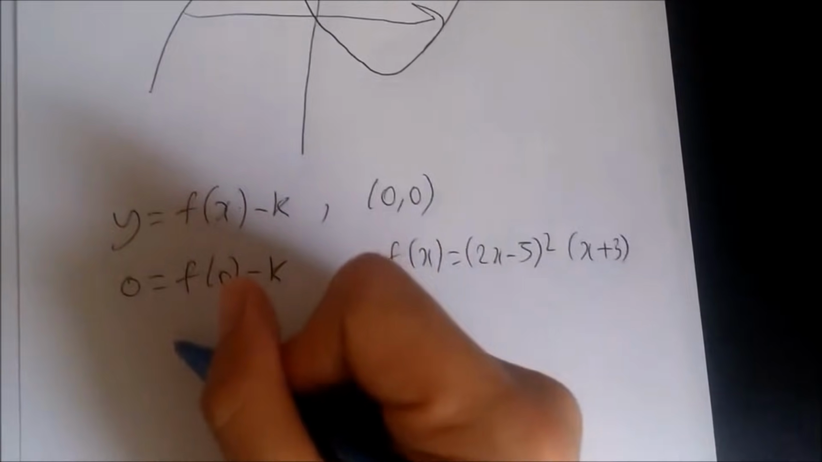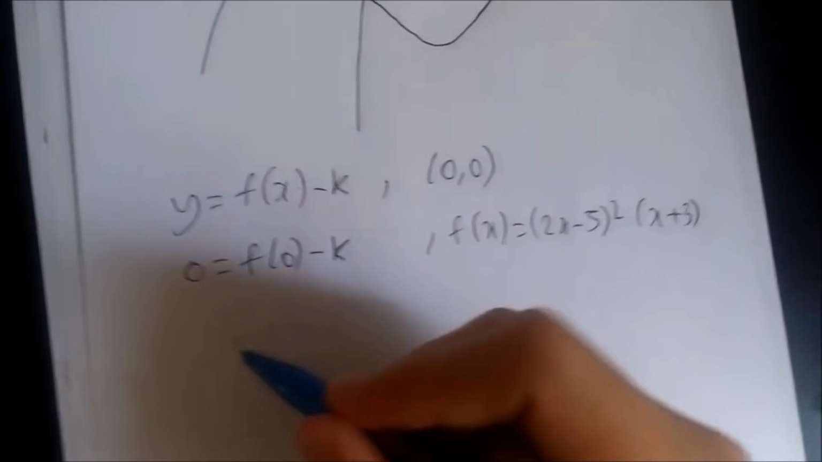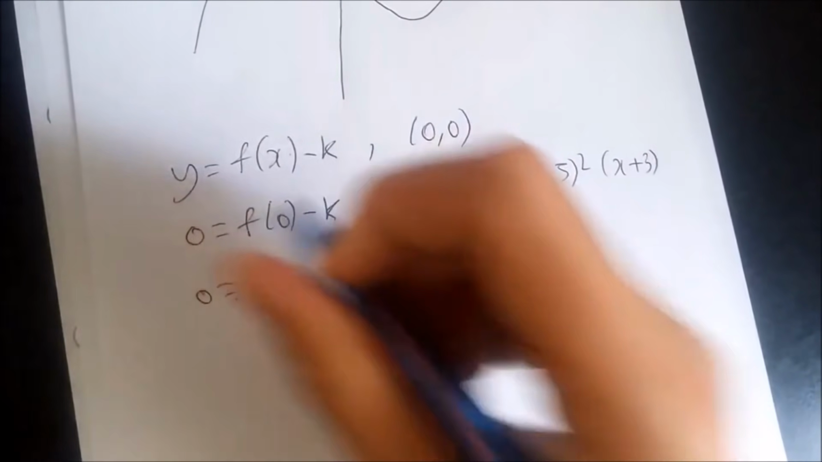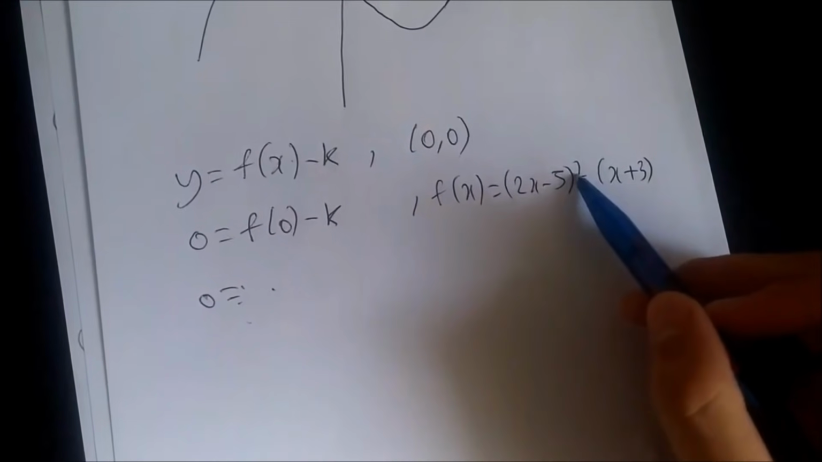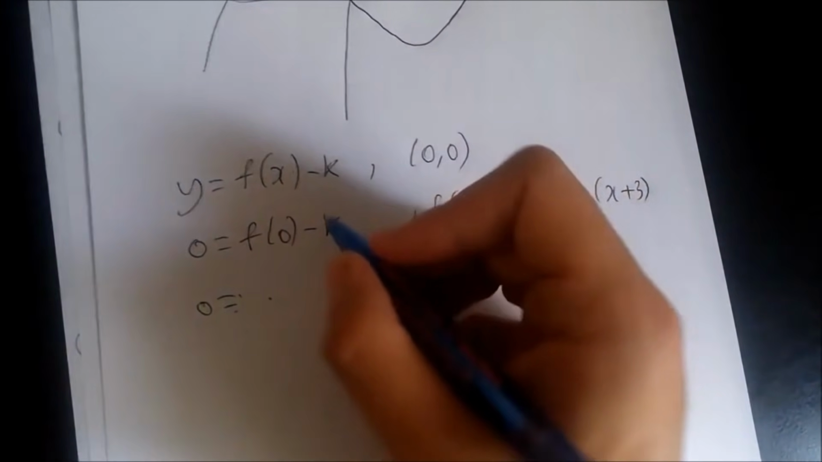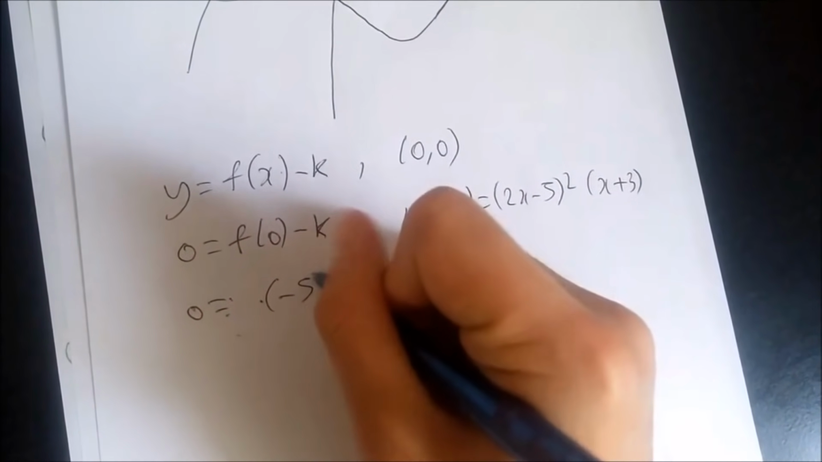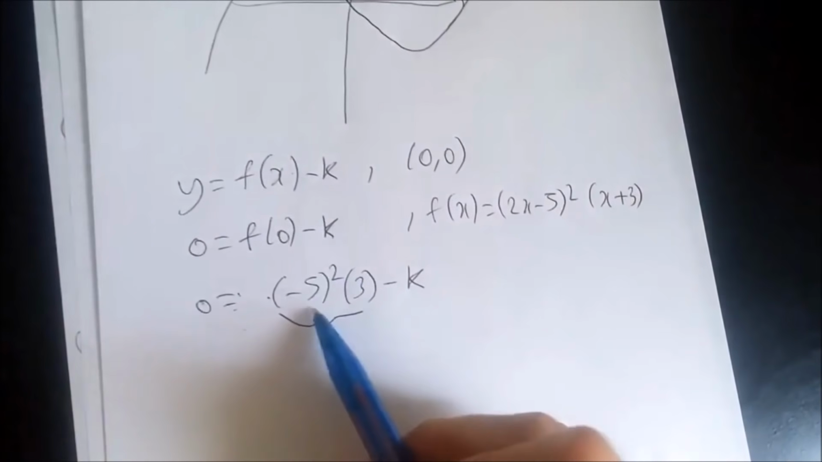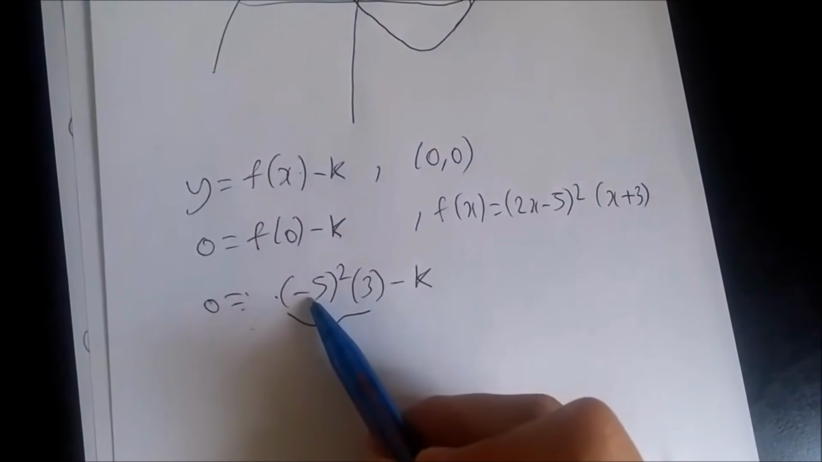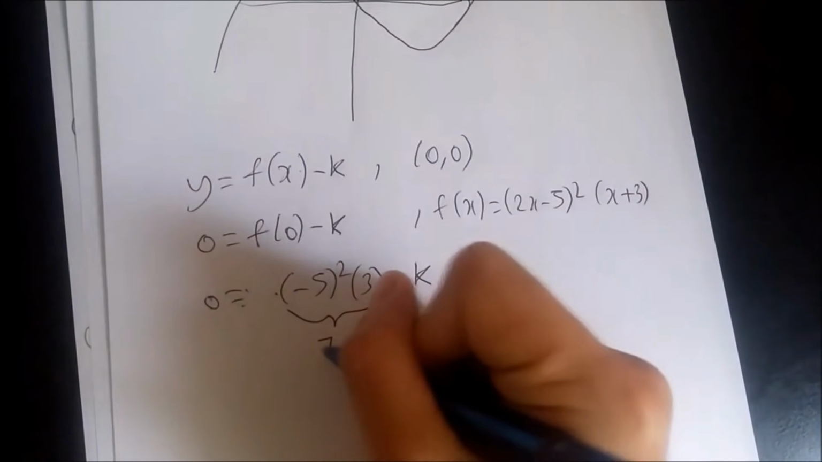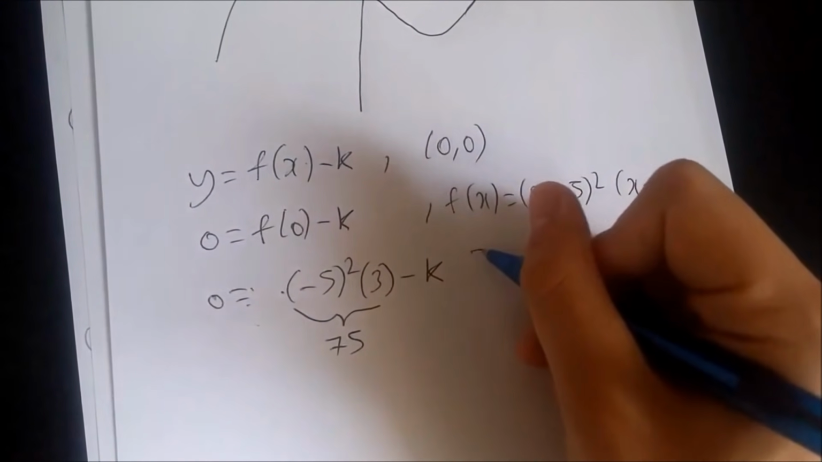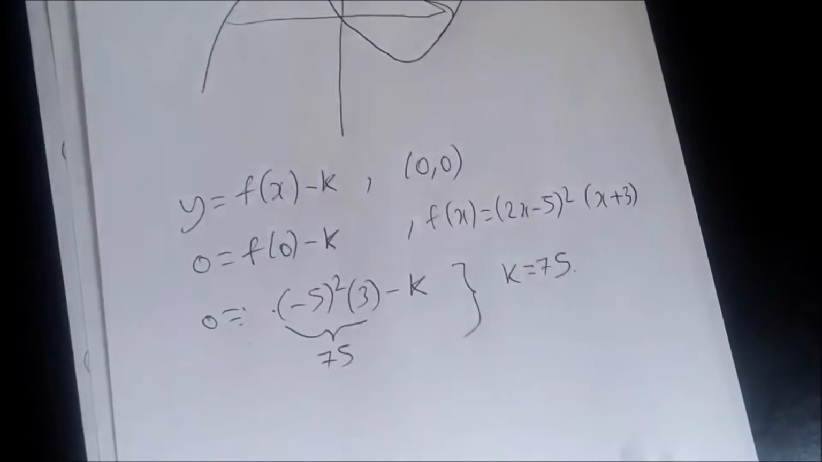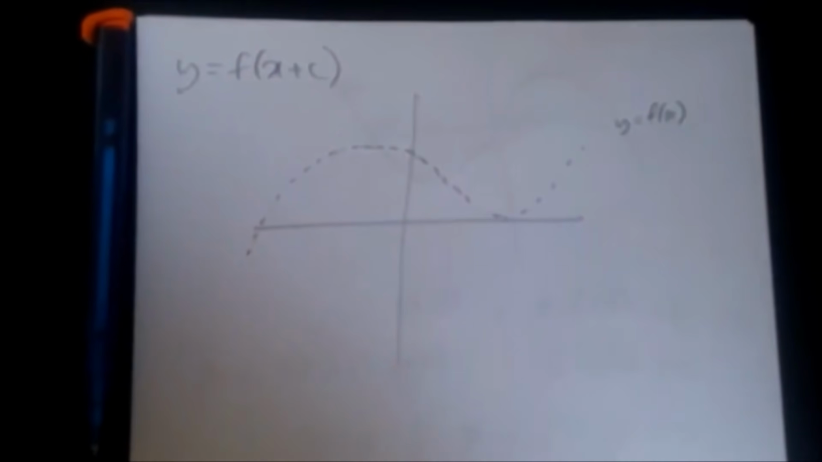Okay, so now at this stage, what happens? Replacing x with 0, we're going to have 0 equals (minus 5) squared times (0 plus 3) minus k. Evaluating this, minus 5 squared is plus 25, 25 times 3 is 75, and hence 75 minus k, so of course easily this is k equals 75. We are onto part 2.